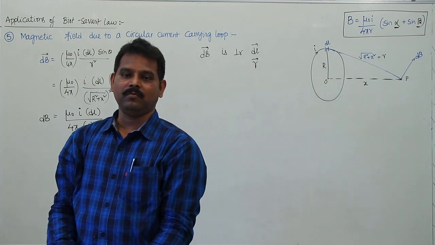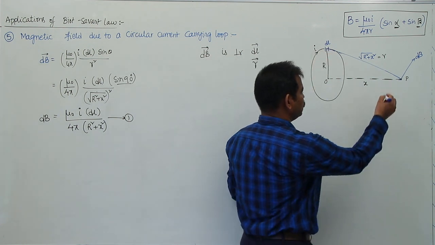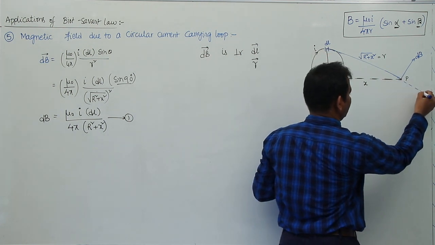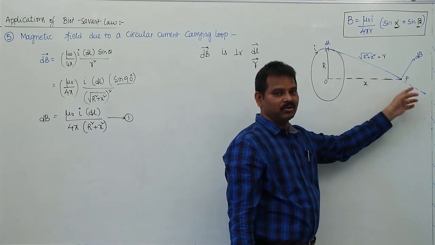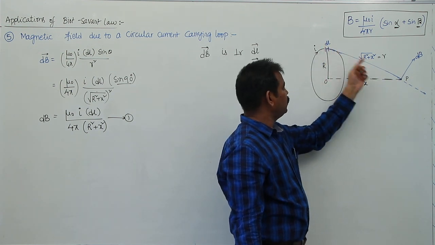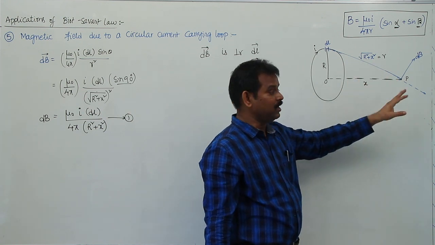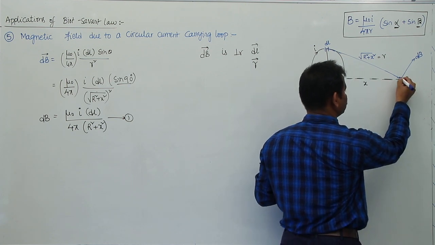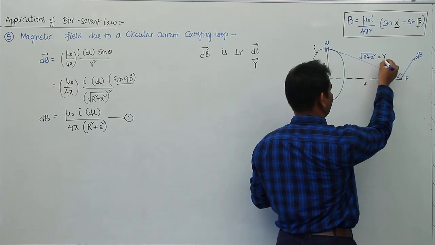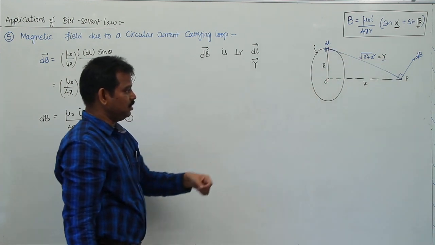But in case of electric field, if you want to find the electric field due to a small charge, it always acts along the line joining the charge with the point. Either in this direction if it is a positive charge, or in this direction if it is a negative charge. But the magnetic field is entirely different. It will not act along the line joining. It is always perpendicular to r bar as well as dl bar. So now this is dB.